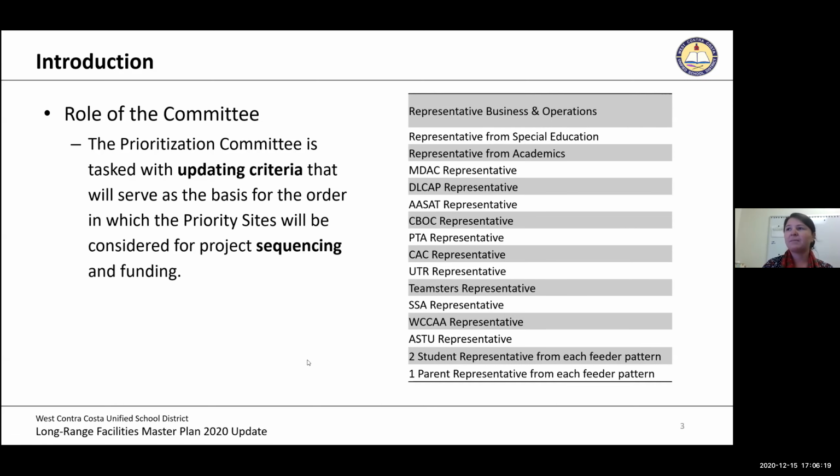The role of the committee is updating the criteria for project sequencing and funding. We are not here to talk about individual schools in particular, but really trying to judge what items we would like to be able to compare from one program and school to another. And the important part is, these are not things that we necessarily are going to rebuild or not rebuild as far as elements of a building. So desirable things in a design isn't necessarily what we want to do for a criteria.